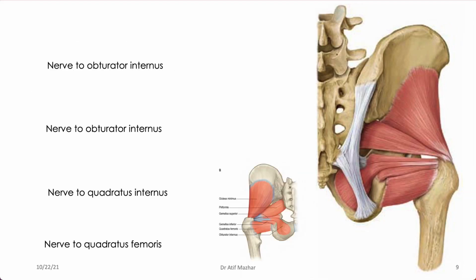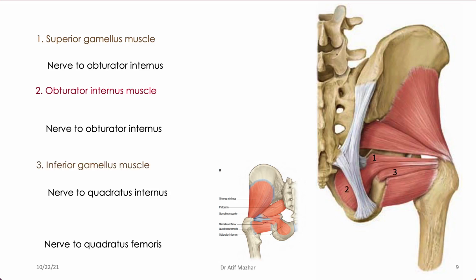Then there is a series of muscles which has been shown in this image. Let's label them all. This number 1 is my superior gemellus, which supplies nerve to obturator internus. Obturator internus muscle, you can see that, this number 2. And this is my inferior gemellus. And there we can see another muscle which is quadrangular. It's in the femoral region, we call it quadratus femoris muscle.